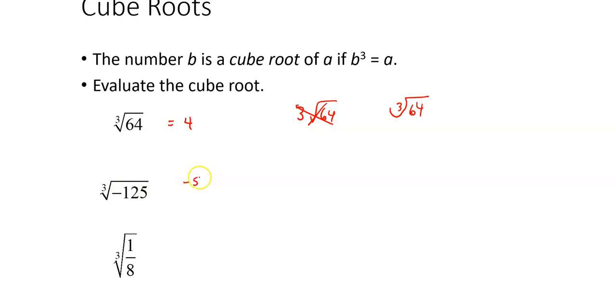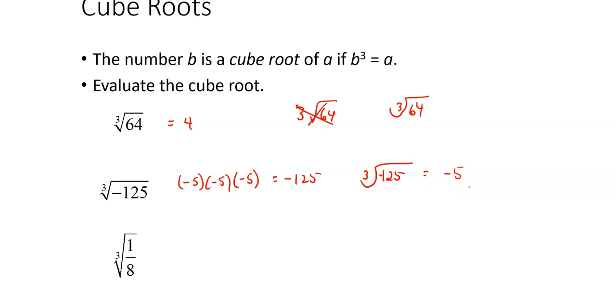So how about negative 5? Try negative 5 times negative 5. That gives me positive 25. Positive 25 times negative 5 gives me negative 125. So sure enough, I can write the cube root of negative 125 is negative 5.